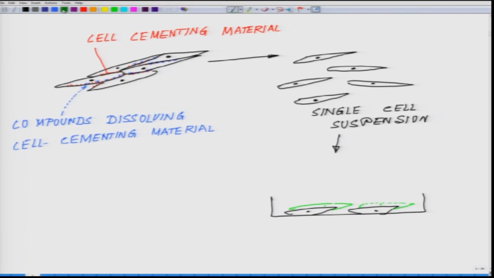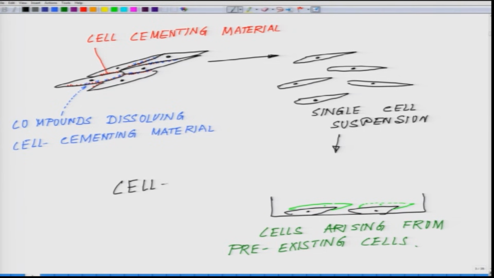What do you say it? Cells arising from pre-existing cells. Okay. Now, the second situation we told you is called cell culture. The first one is tissue culture, the second one is called cell culture.